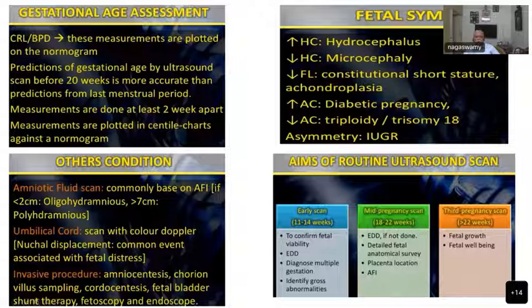Then the mid-pregnancy scan between 18 to 22 weeks. Again, the same thing plus the placental fixation, because after 20 weeks only the placenta completely gets fixed. So that is why the PAH all happen after that. And the amniotic fluid measurement index is also very important. Then the third pregnancy scan is done after 22 weeks, which is mainly to assess the fetal growth and fetal well-being.